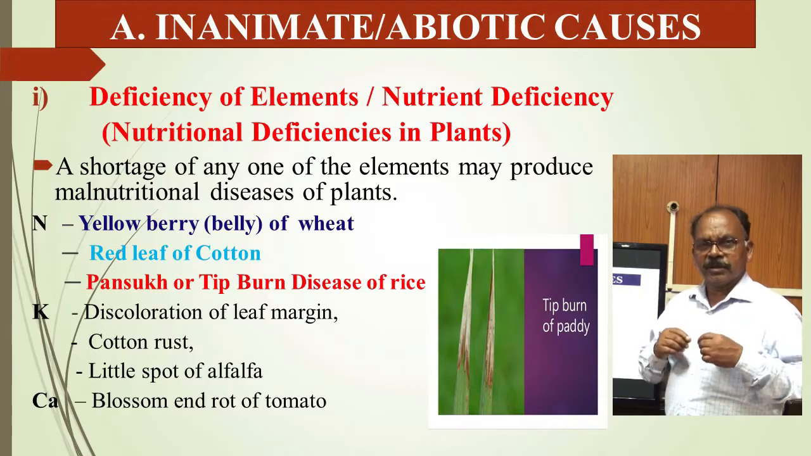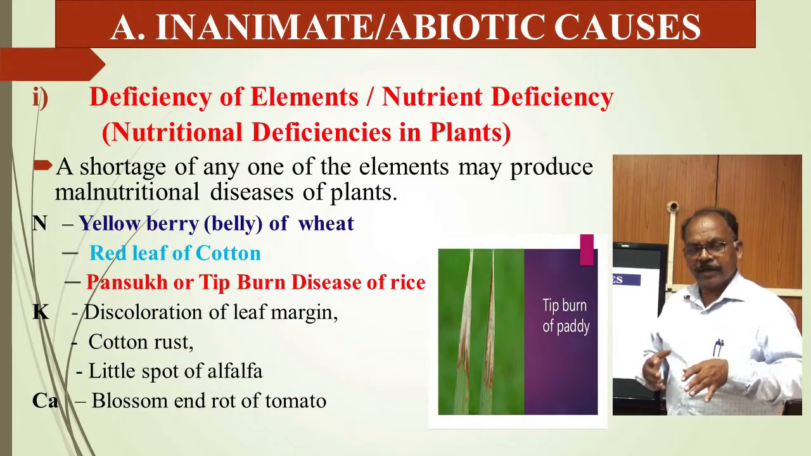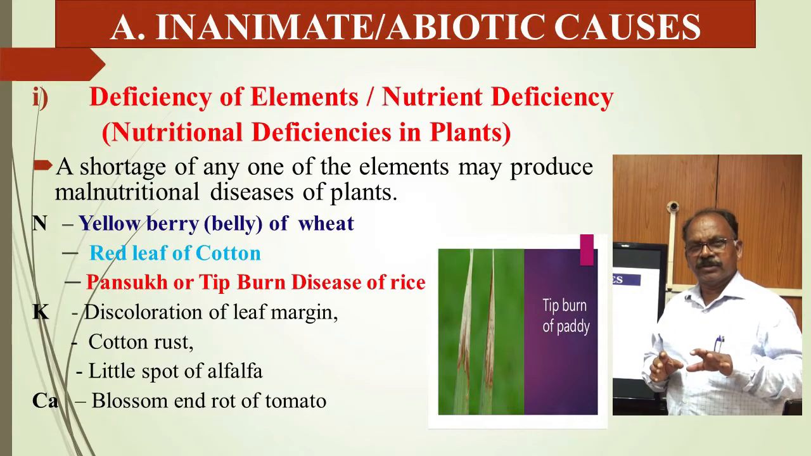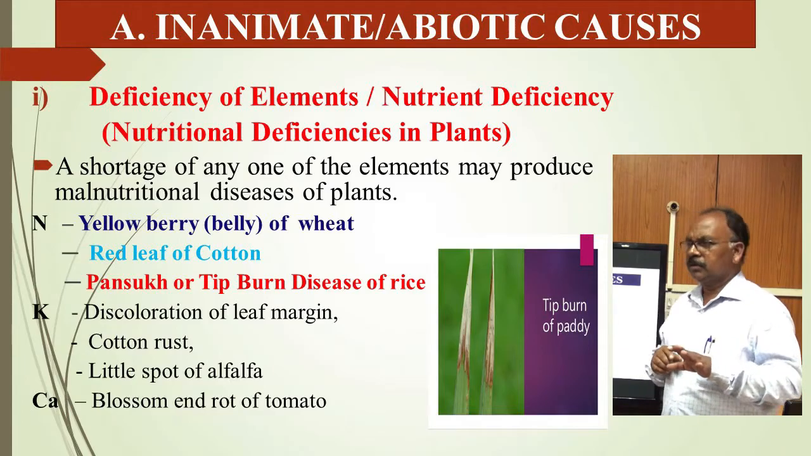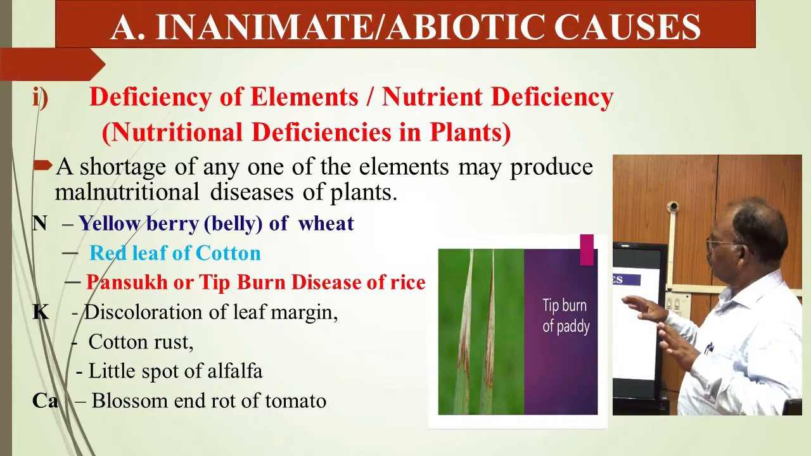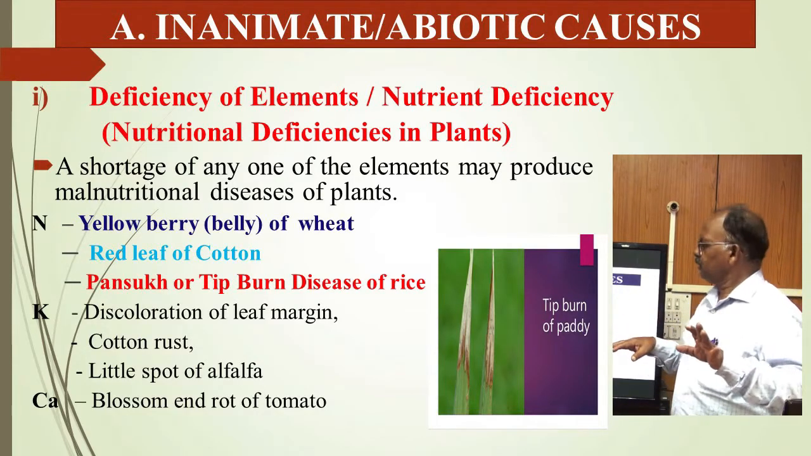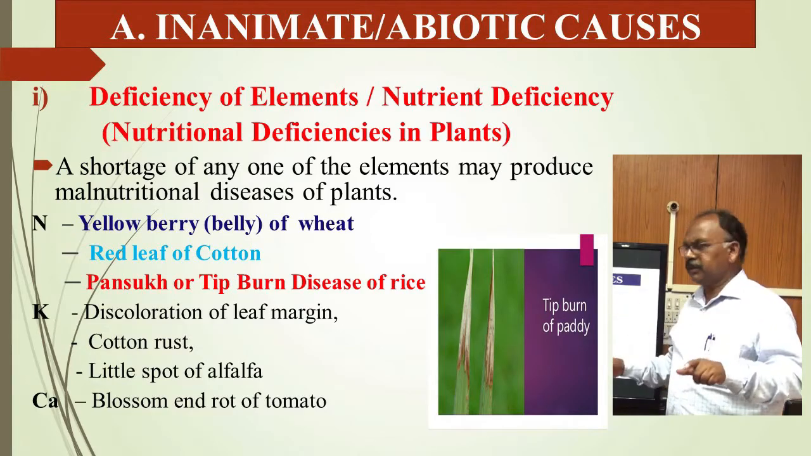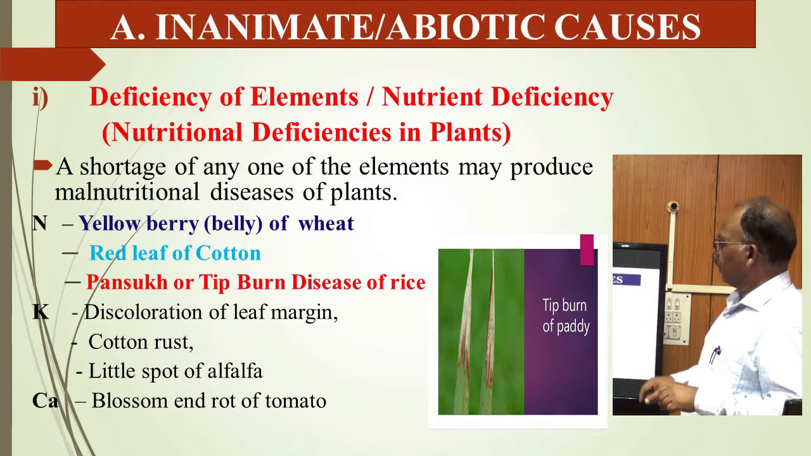micronutrients, such as boron, iron, nickel, molybdenum, chlorine and zinc. All these are micronutrients. A shortage of any of these elements may produce malnutritional diseases of plants, such as nitrogen deficiency causing yellow berry of wheat, red leaf of cotton, and pansuk or tip-burn disease of rice.